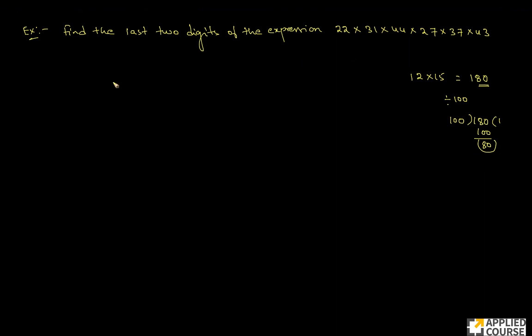The same thing here: if you need to find the last two digits by applying the remainder theorem, you can find the remainder by dividing this number by 100. You can find the last two digits by dividing by 100. Understood? Clear? Good. Now how do you need to do it?